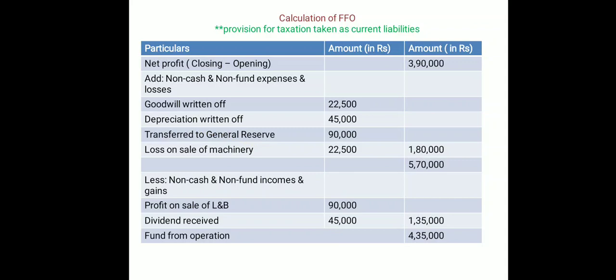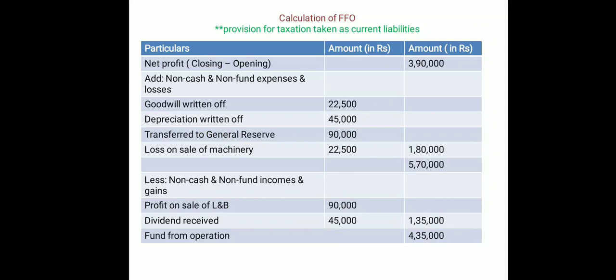Okay, so sticking to that, coming very first, we have to calculate the net profit. As I told you, closing minus opening. So in your outer column of amount, 3,90,000, and then we have to add non-cash and non-fund expenses and losses.